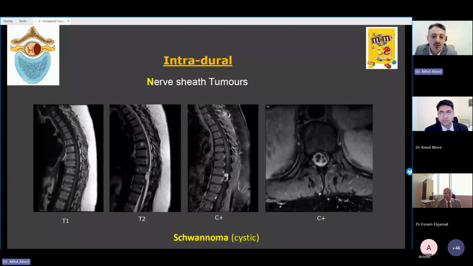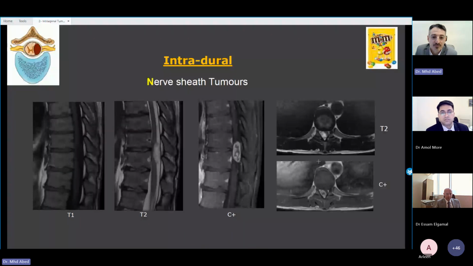This is another schwannoma, but with some cystic degeneration, which is common in the schwannoma. Here also we see this lesion, which has T2 bright signal. One of the imaging features of the schwannoma is high signal in the T2. After contrast, we see some inhomogeneous enhancement. There is a focal area of non-enhancement because of the cystic degeneration. This is schwannoma with cystic degeneration.